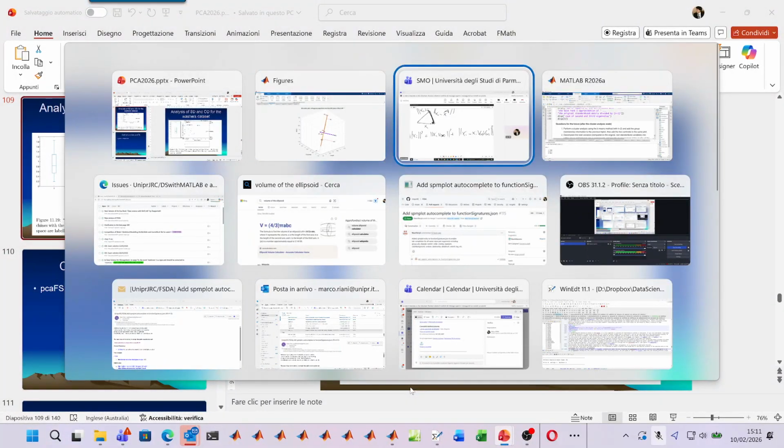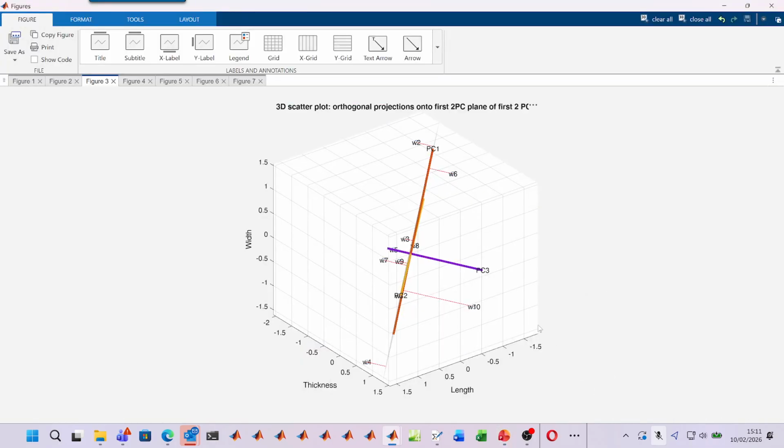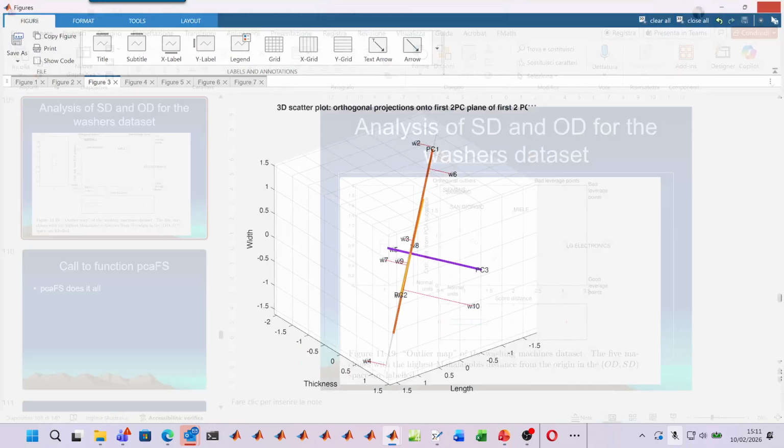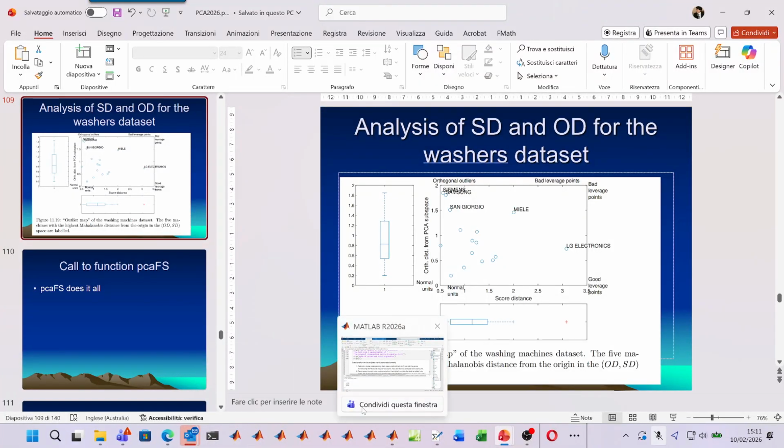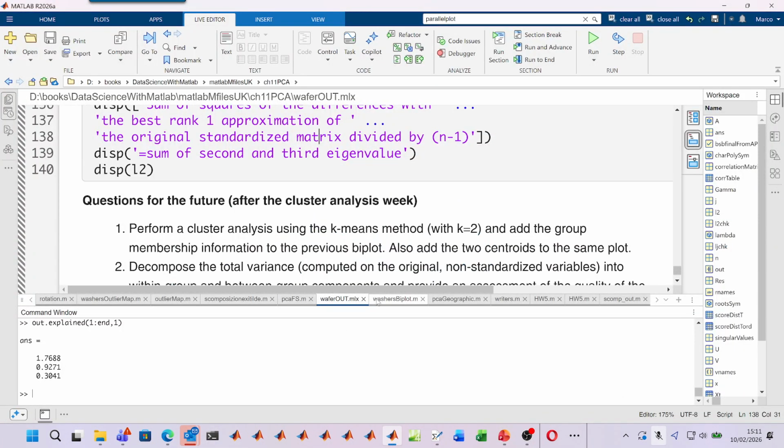For example, now let me do the analysis. Let me close this and let me go to MATLAB. So washer.